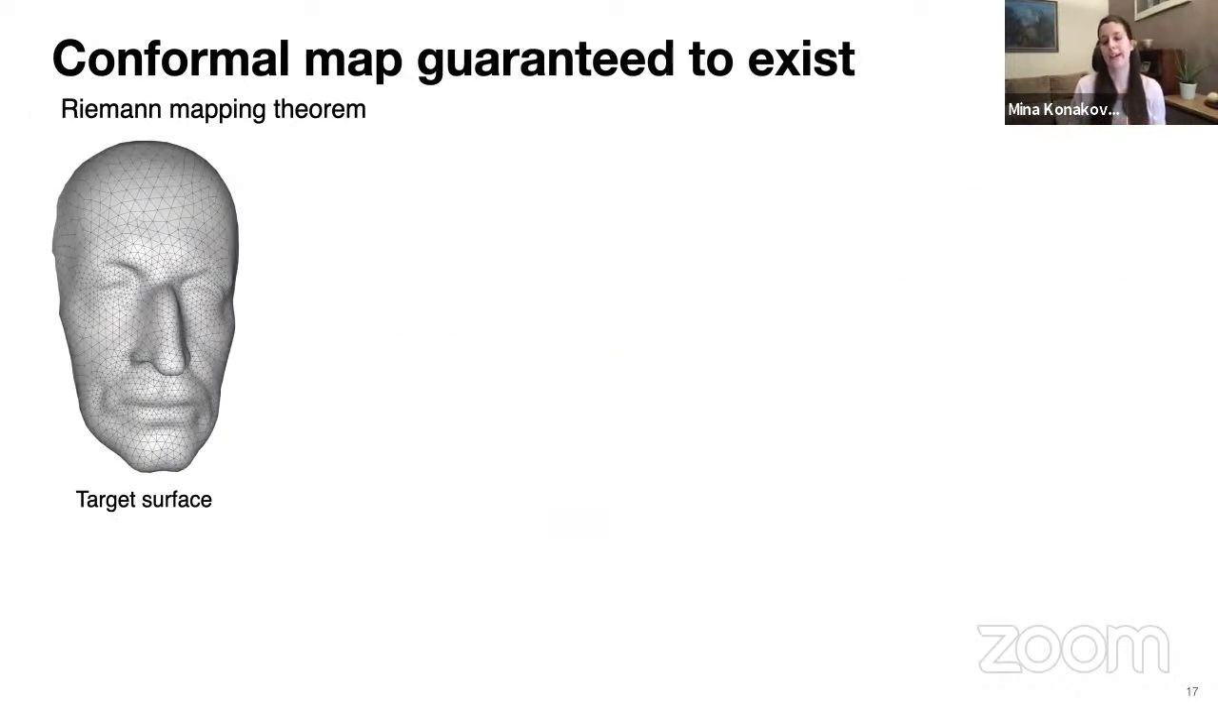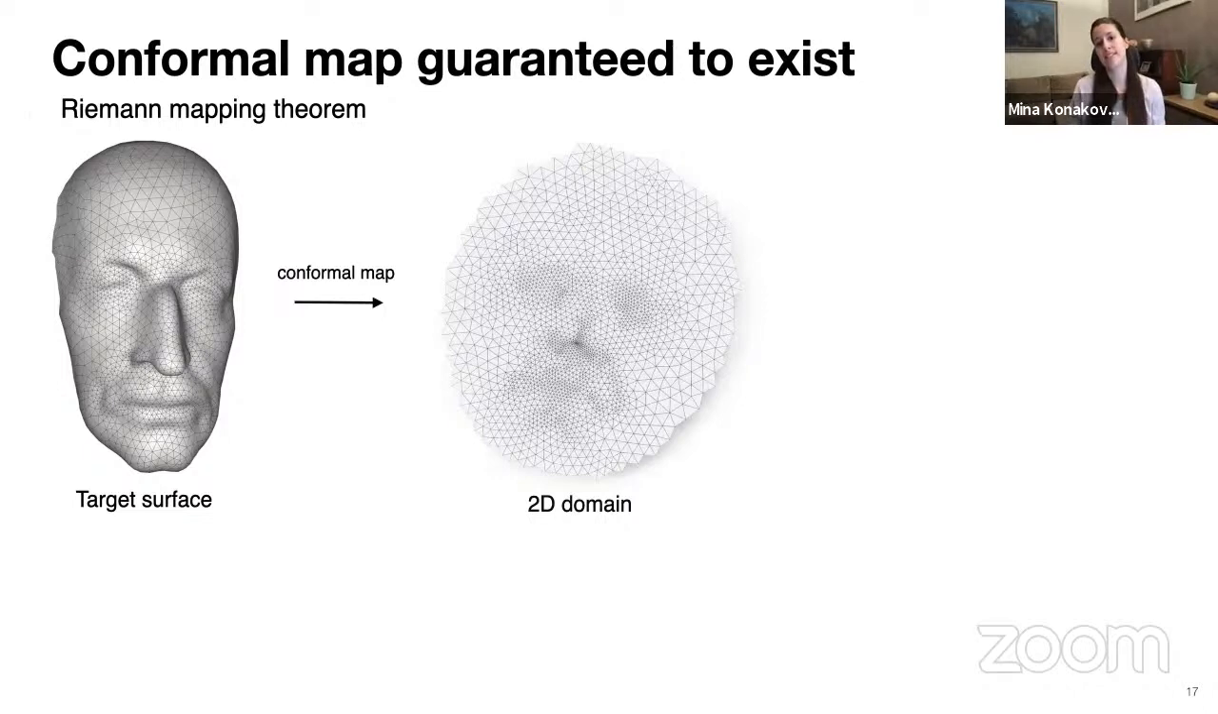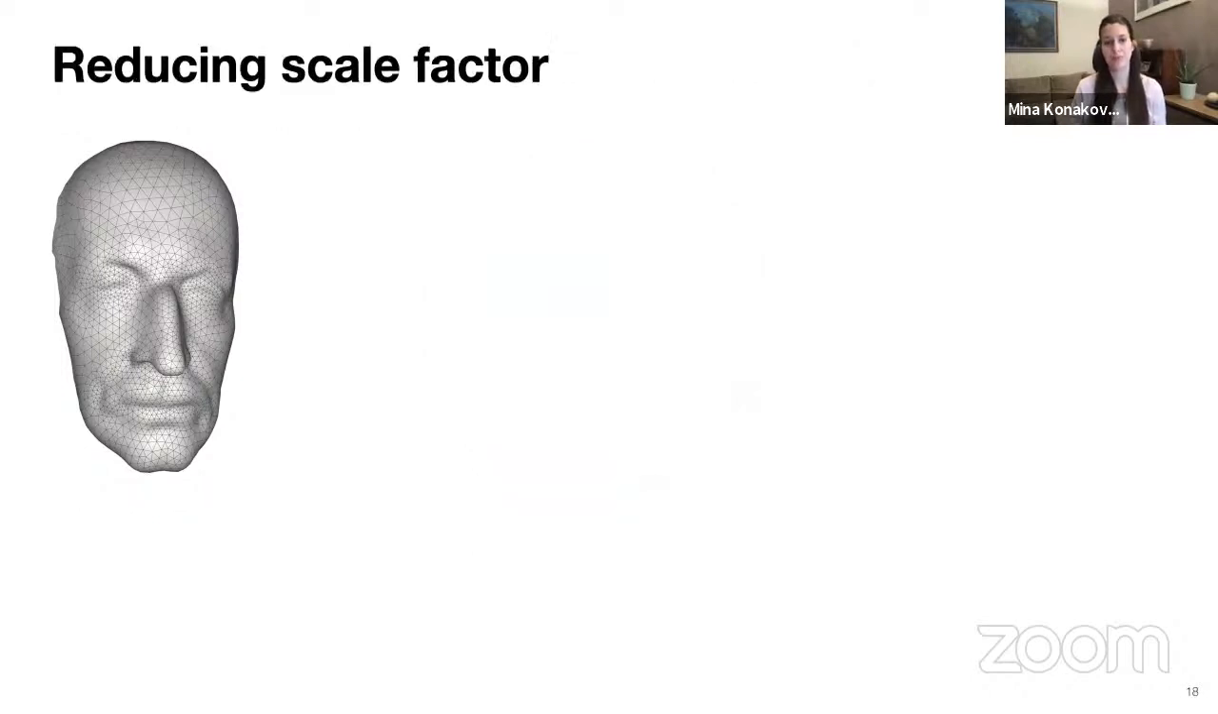If we take any simply connected domain, for example, this face of Max Planck, Riemann's theorem guarantees the existence of a conformal map to the plane. But this theorem assumes that we can have unlimited scaling. And in fact, in this particular example, the scale factor is 59 because the change of the curvature is huge around the nose. And this is much larger than our admissible range for the material that we have at hand.